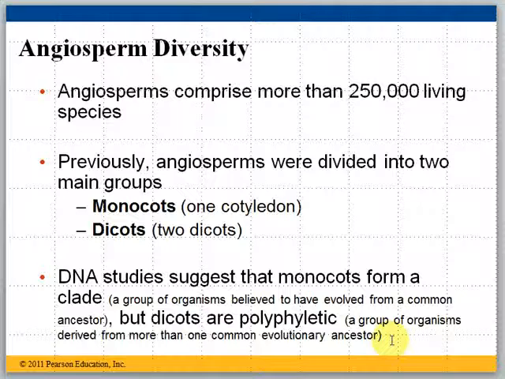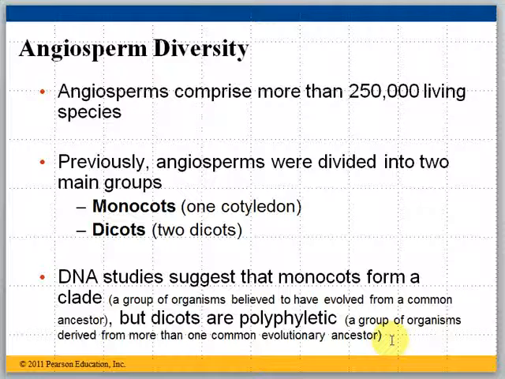We will try to look at a few of the examples, but there's a huge amount of variety amongst the angiosperms. Previously, angiosperms were divided into two main groups, the monocots and the dicots. When I was in school, this is primarily how we studied them. They either had one cotyledon, one embryonic leaf, like a corn seed, or they had two, like a bean seed has two embryonic leaves. We just divided them as monocots and dicots.